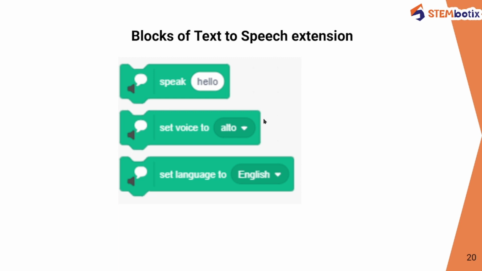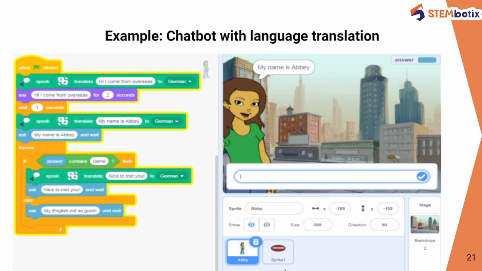Using this you can set different types of voice in which you want to listen to those words or sentences. And after that you can change the language of your preference. You can set the language from the categories given in this section. This is the example of a chatbot with language translation. We are going to perform this example in Blockzie and learn how to code this chatbot with language translation.